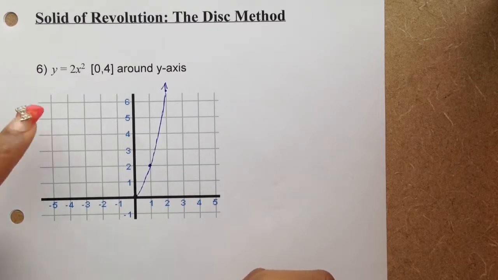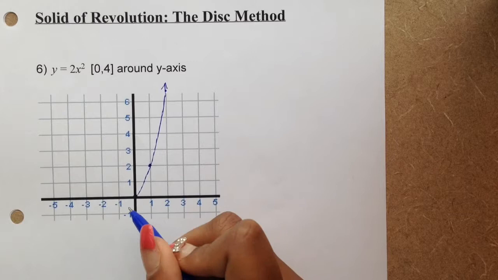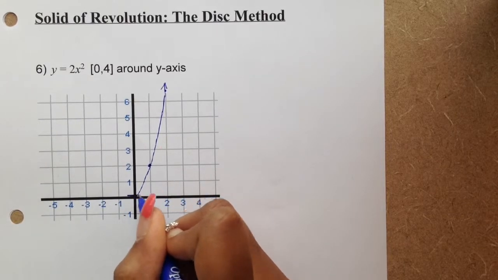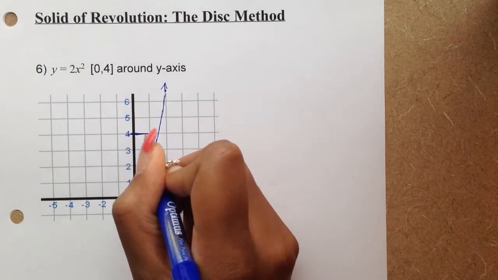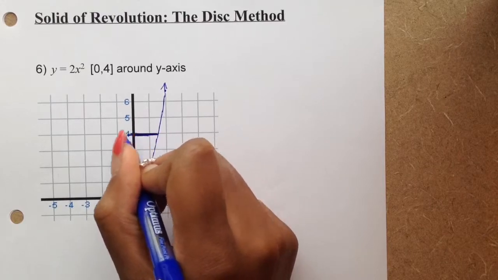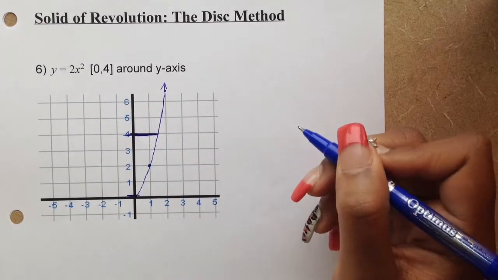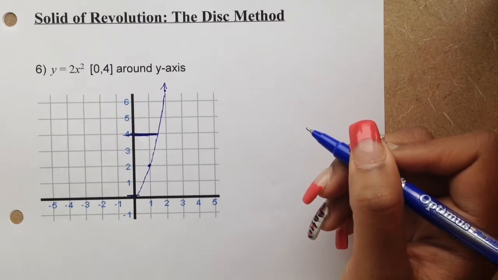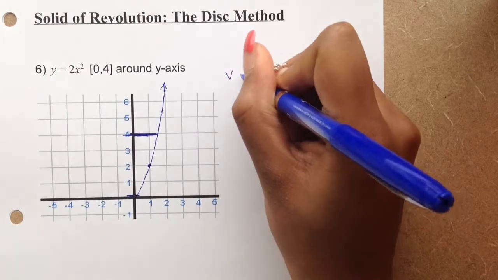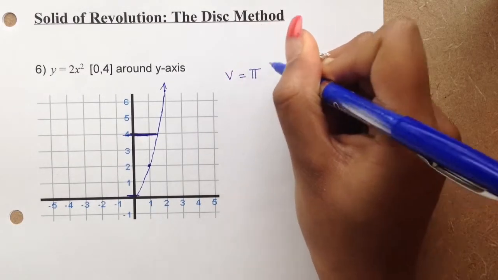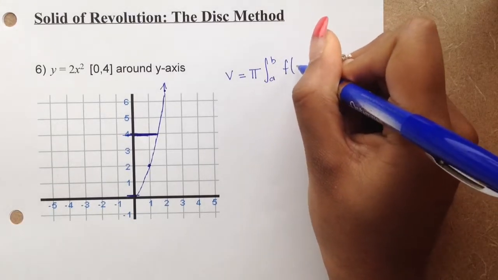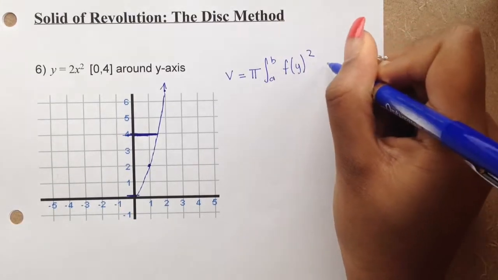And now since the interval is from 0 to 4, and we're going to be on the y-axis, we need to go from 0 here to 4 up here. And this is the axis, the interval along the y-axis. So now we can write the vertical axis formula since we are going around the y-axis, which is V equals pi integral from a to b of f of y squared dy.